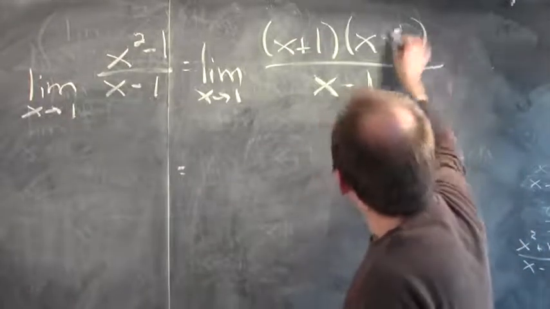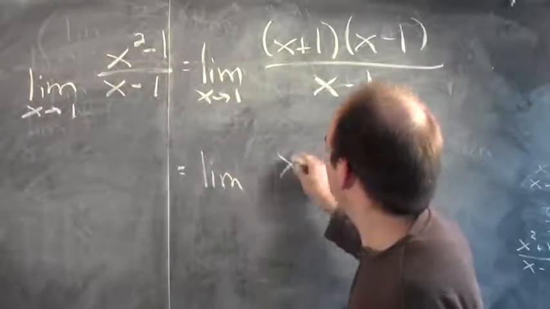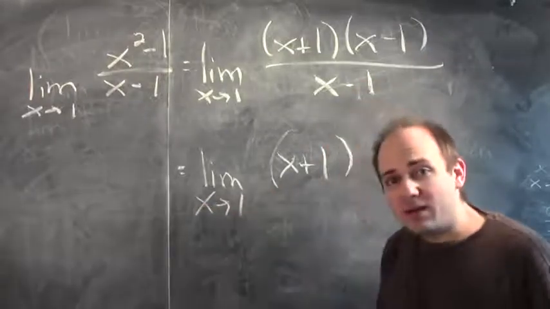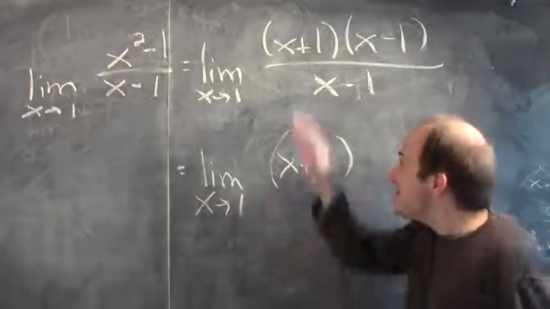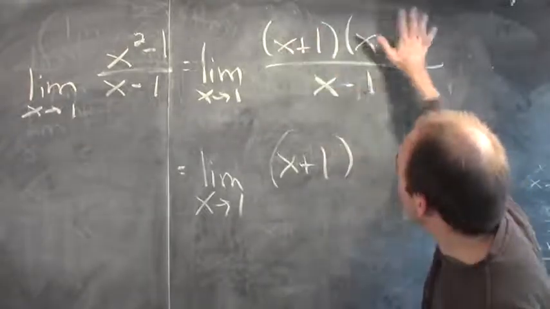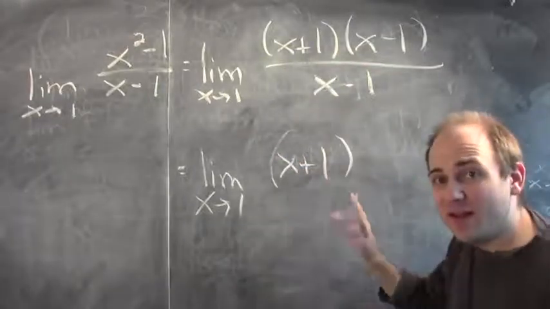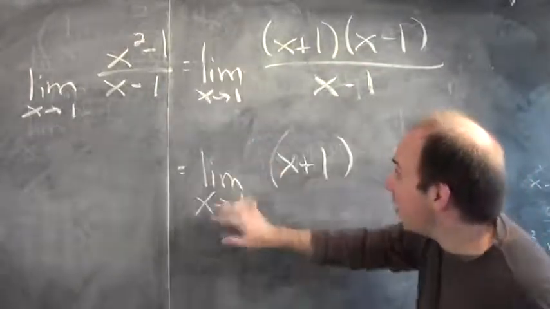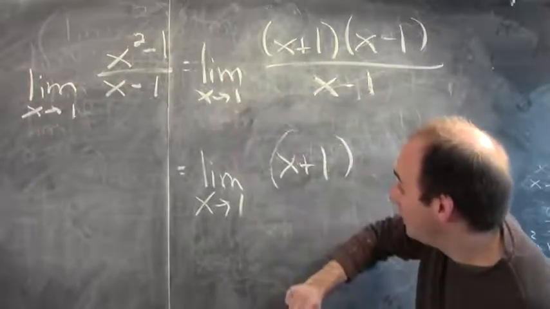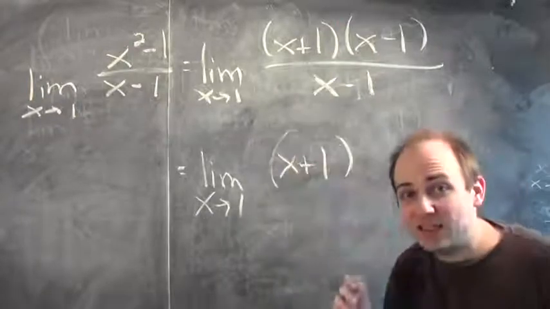What I want to do is imagine canceling these. I'd like to write that this is equal to the limit of just x plus 1 as x goes to 1. But note, these are not actually the same function. Right? This thing up here is not defined at 1. This thing is defined at 1. And yet the limit doesn't care. The limit only depends upon values of the function near 1. And near 1, this and this are exactly the same.